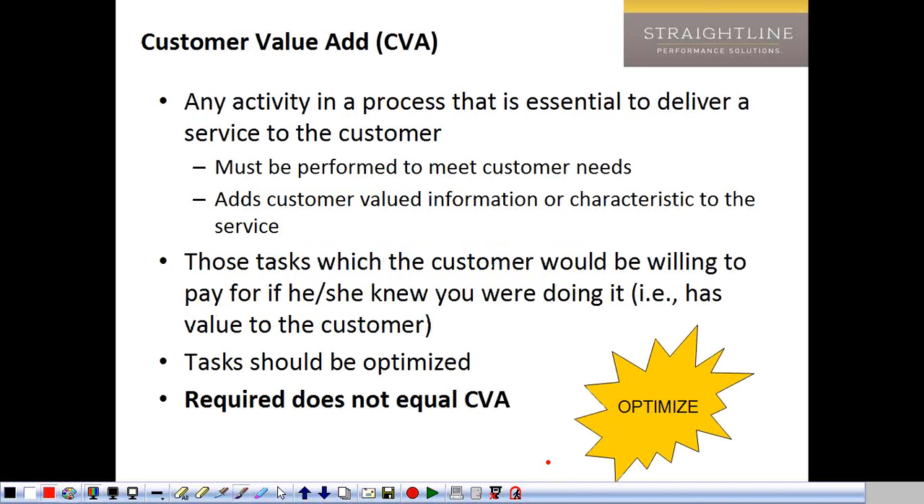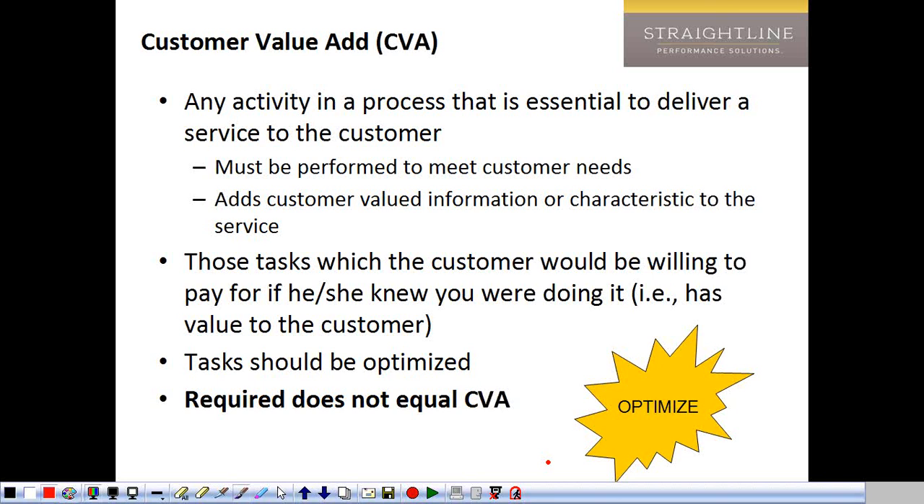All right, so let's just look at the few. The customer value add, there's some rules on here. Here's what I like to think. I was taught that if the customer would pay for it, then it's value add. But I don't think that that's helpful enough because the customers really don't pay for, it's pretty hard to say that they would pay for any of our internal processing.